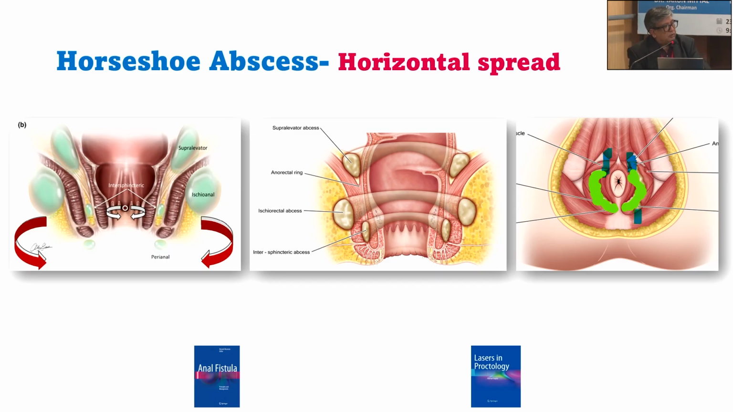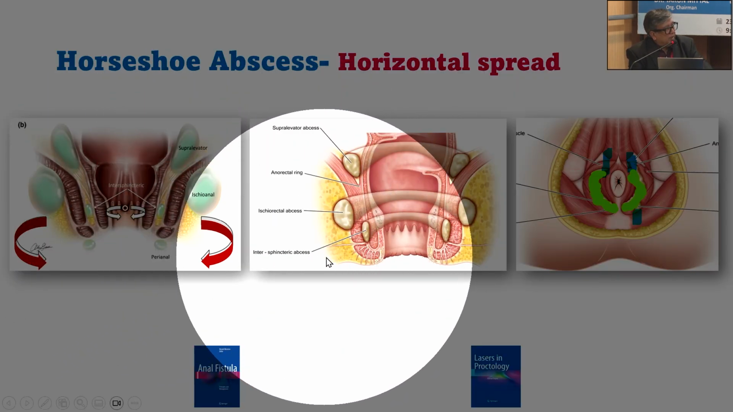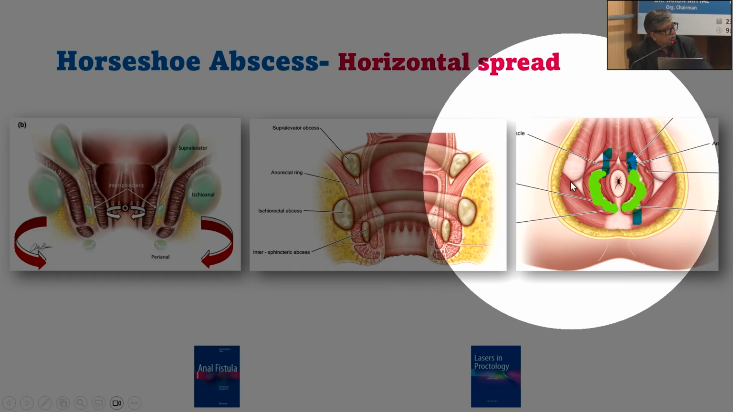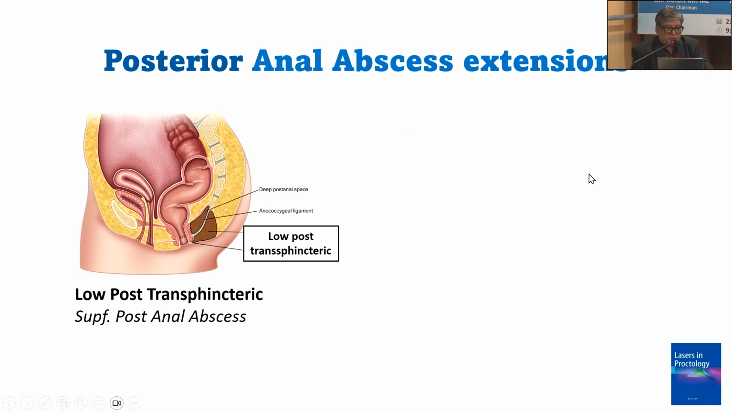But then there's a horizontal spread, and because of horizontal, we have a horseshoe. So the problem is here, it's going all across. There's nothing to stop it. So an abscess from here can go to the other side, and this is a posterior horseshoe abscess and can extend further up, and that causes a lot of problems.